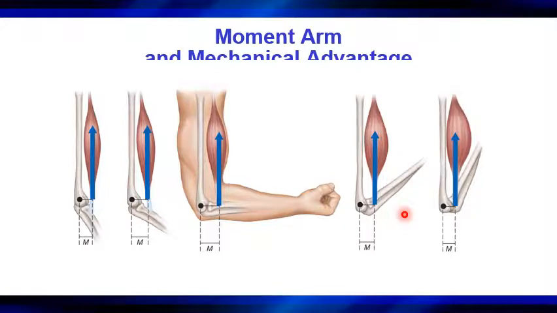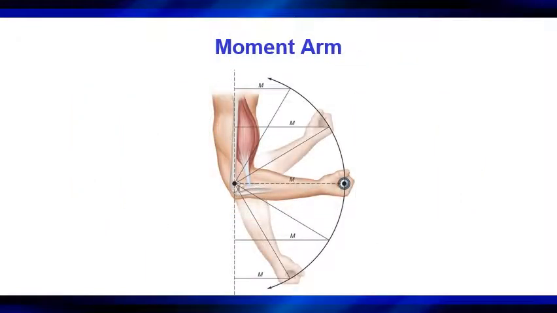So if we look at this next slide, again it's the elbow going through the range of motion. As we move through the range of motion, your focus has to be on the person's ability to produce force and movement. You have to look at where the tendon inserts relative to the axis of rotation. We already talked about this: when the elbow's at 90 degrees, that's where the moment arm is the longest.